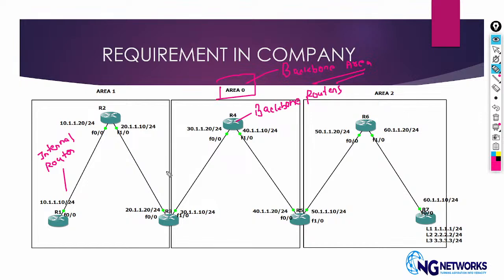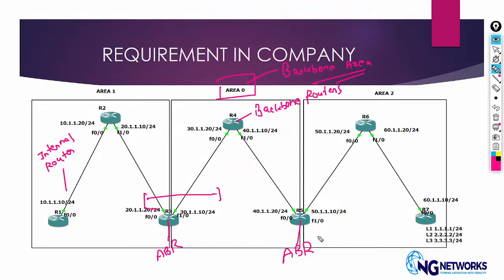Now, are you able to see R3 and R5? They are connecting two different areas. This is known as an ABR, that is an area border router. This is an area border router which is connecting two different areas. This is also an ABR, area border router or area boundary router, which is connecting two different areas to make communication possible between two or more areas.